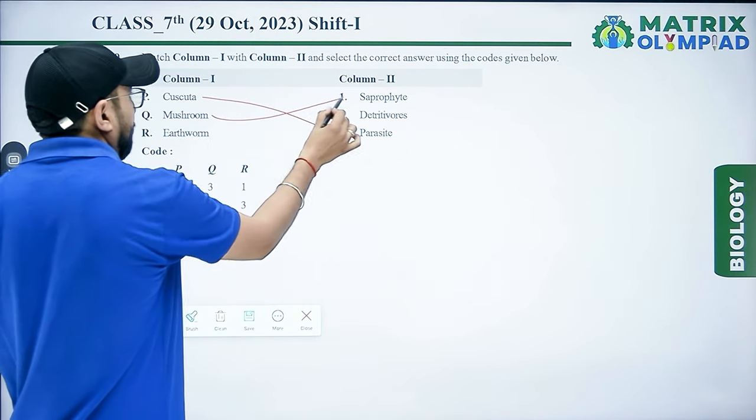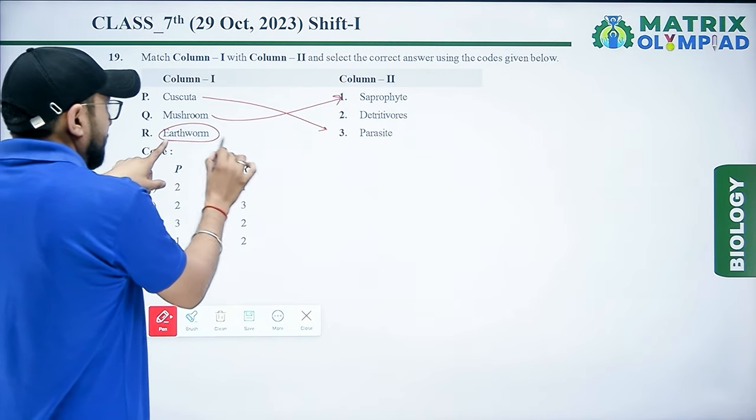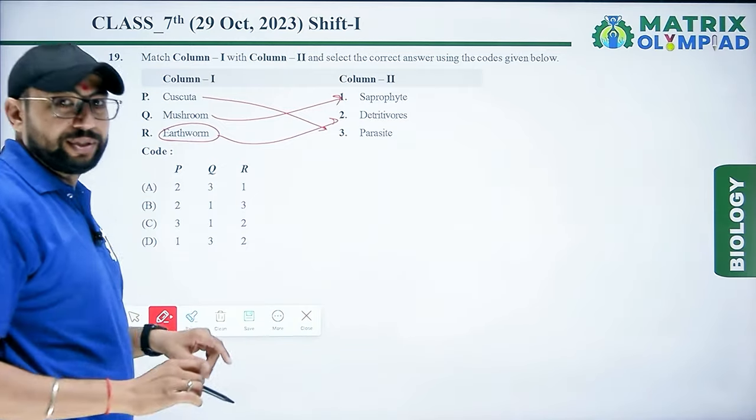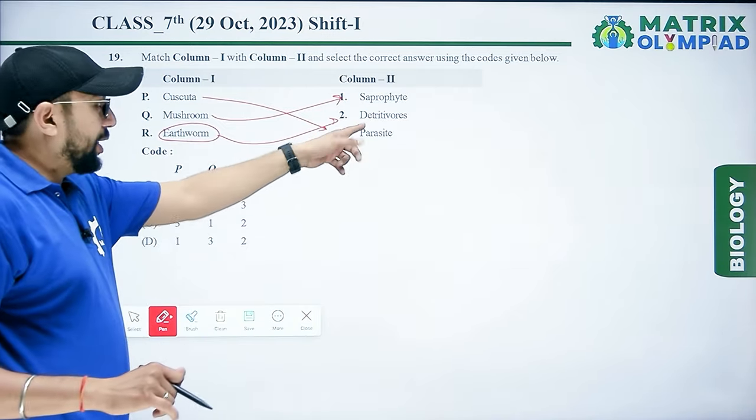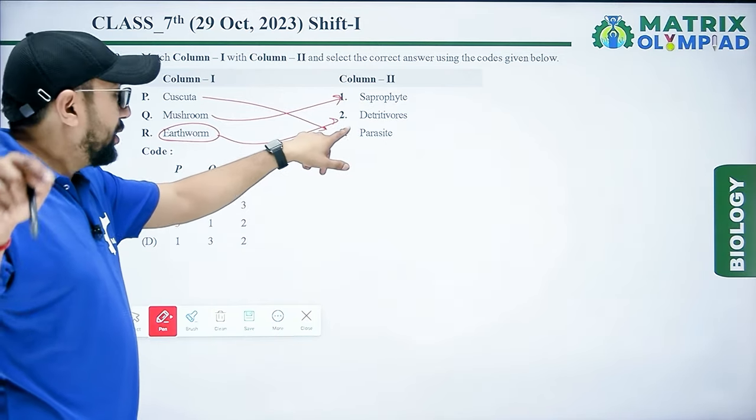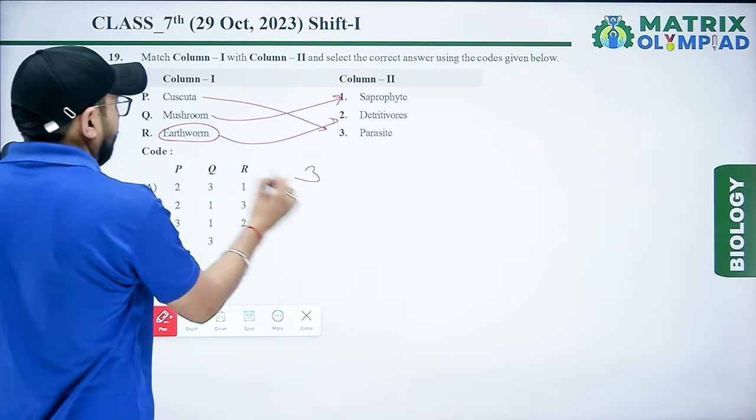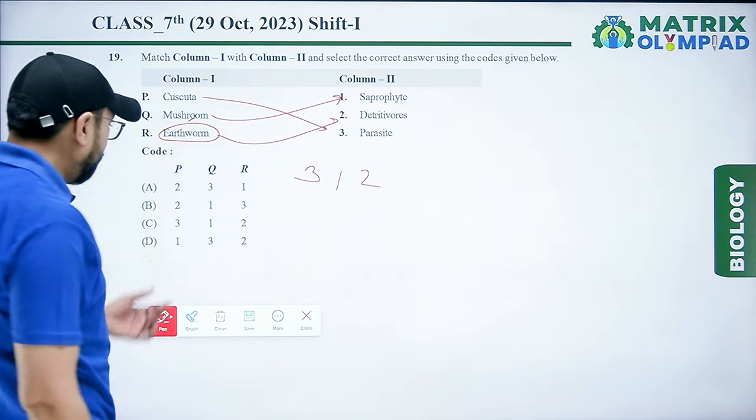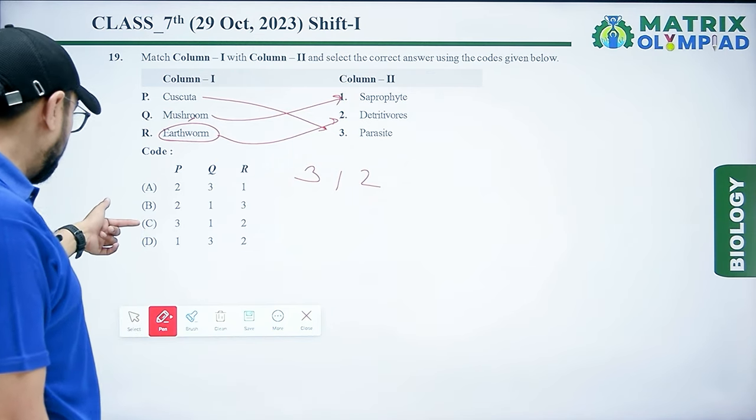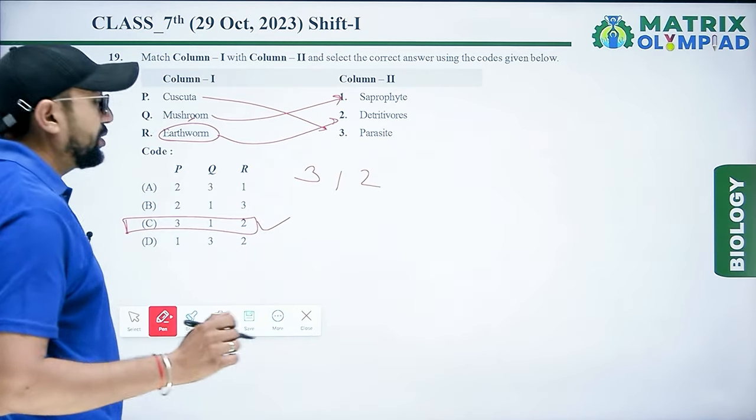Mushroom is the saprotroph and saprophyte. Earthworm is the detritivore, participating in DFC, the detritus food chain. So 3, 1, 2 in option C. Option C is the right answer for this question.